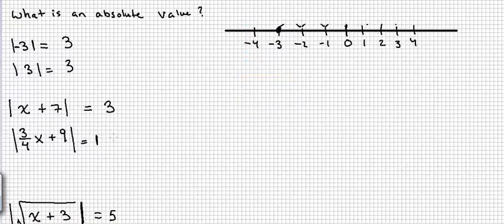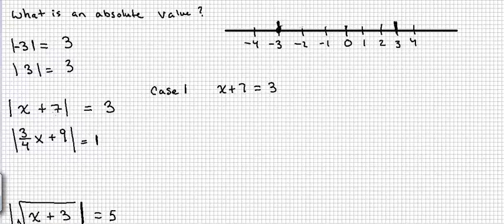Now, let's look at this one. This one says the absolute value of x plus 7 is 3. So we need to figure out what x is. If the absolute value is 3, then we know that this quantity, not the x, but the quantity x plus 7, is landing here or here. So we have a case 1. For case 1, if this quantity lands on 3, the absolute value is going to be 3. So we're going to have x plus 7 is equal to 3.